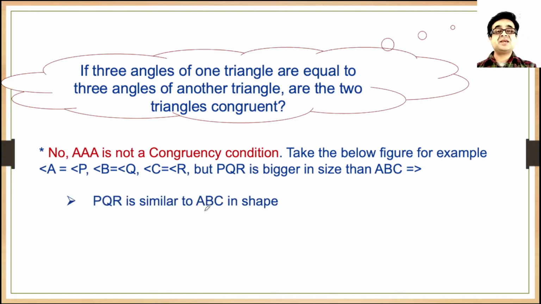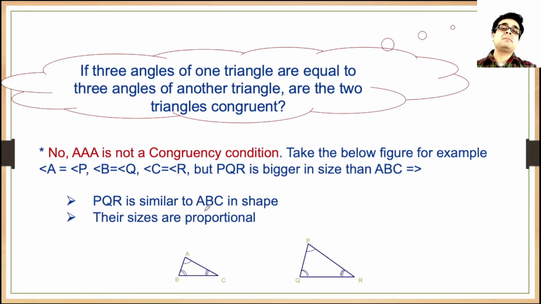They will not be. They are similar in shape, but they may not be equal in all aspects. They are similar in shape, their sizes are proportional, but they may not be exactly duplicates. And here are the two examples. As you can see, the angles are equal, but one triangle is actually bigger than the other. So their areas, perimeters and sides are all going to be proportional in some way, and we'll talk about similar triangles. However, they will not be congruent. So AAA is not a congruency condition.